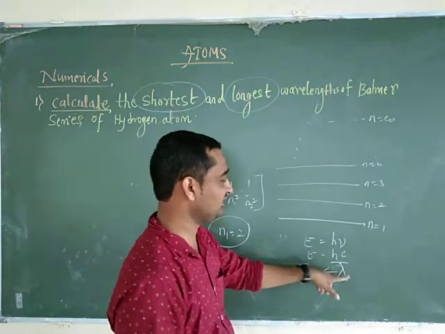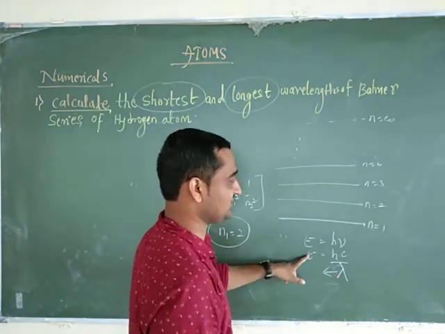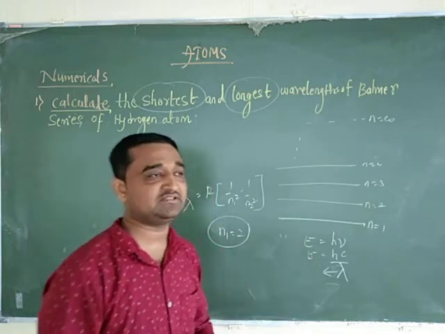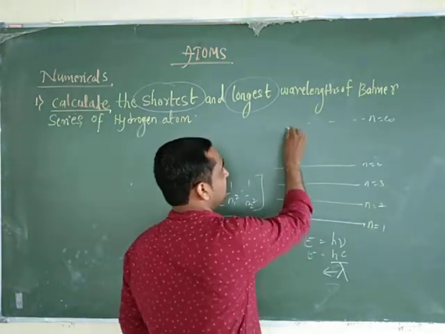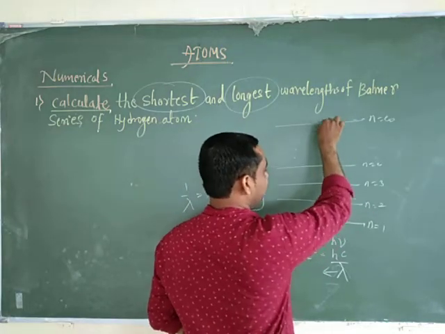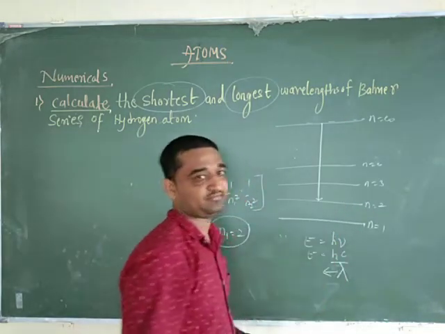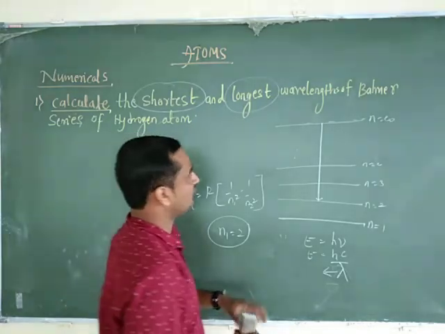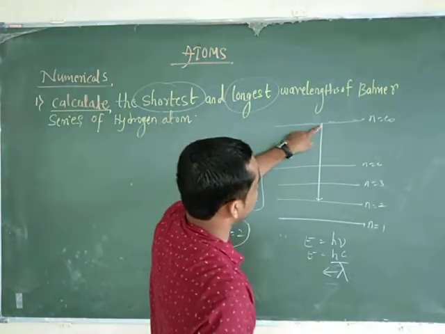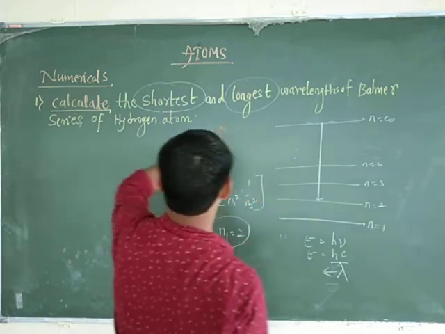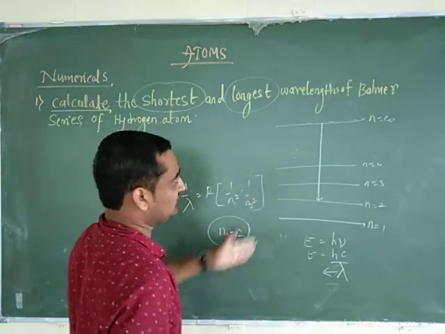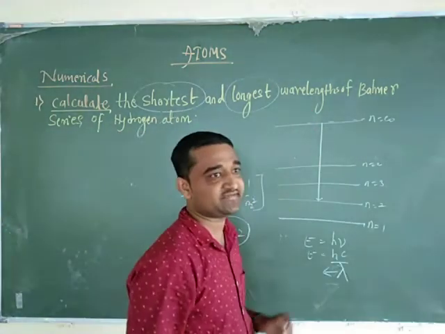Lower wavelength means higher energy. So which transition happens here? For the shortest wavelength, the transition is from what? Infinity to second. Shortest wavelength means the transition is from infinity to n is equal to 2 for the Balmer series. The last transition has the highest energy.